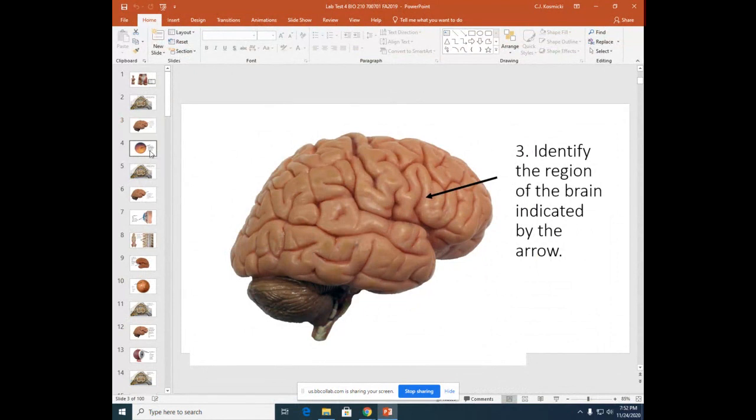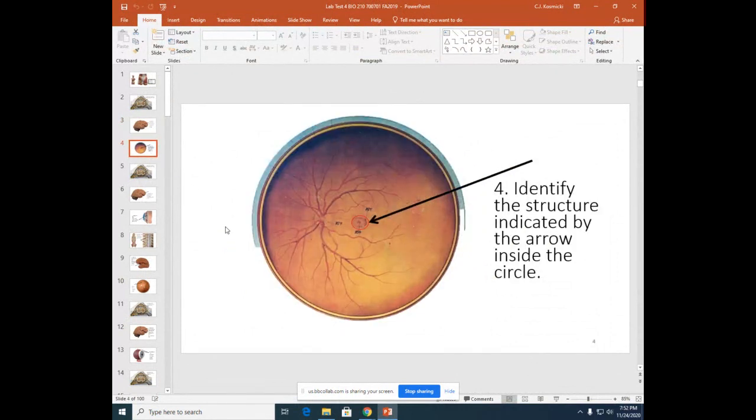Now, again, you guys don't have this in your atlas, okay? But identify the structure indicated by the arrow inside the circle. So obviously, this is what you, the doctor, see when looking through the ophthalmoscope into your eye. And I probably gave it away when I said eye, but identify the structure indicated by the arrow inside the circle. So it's talking about this whole thing, okay? And Anna, you had mentioned this before. So that doesn't help you.